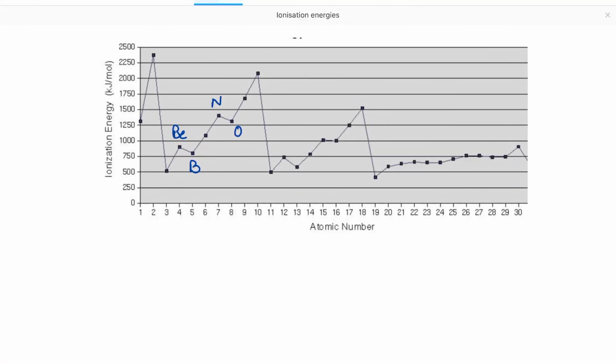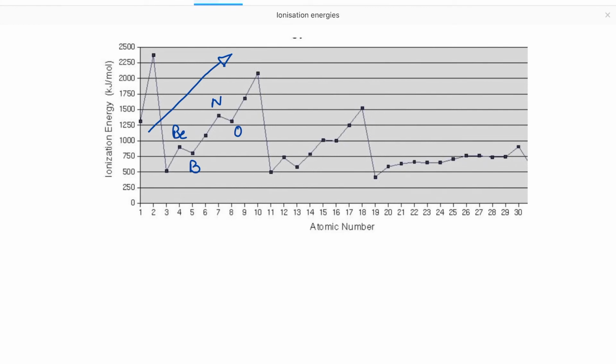And finally, let's have a look at this in a little bit more detail, because although in general the first ionization energy is increasing as we move along a period, we can see that there are a couple of blips. Beryllium to boron, nitrogen to oxygen. Well, based on what I've just said, surely boron should be higher than beryllium and oxygen should be higher than nitrogen, but it's not the case.